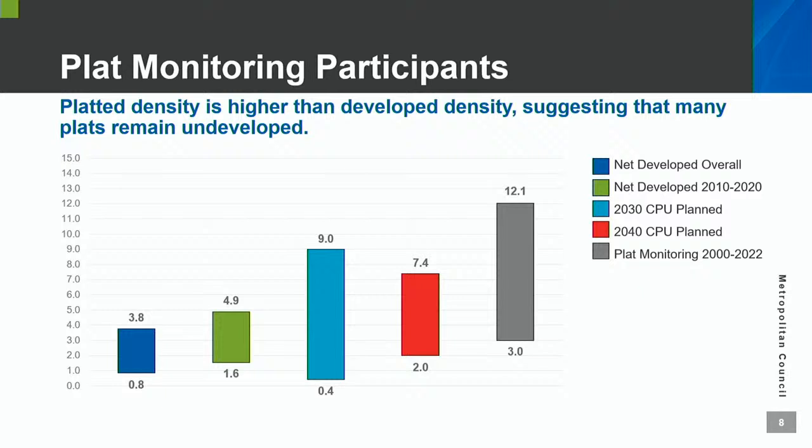So overall, the plat monitoring program has helped a lot of communities in the past in their density calculation. The gray in here, the rest of them are the same, it's just for these communities, but the gray is basically what you're seeing, a range of densities that have been developed between 2000 and 2022 in communities that were members of the plat monitoring program. So that's a way larger time frame.